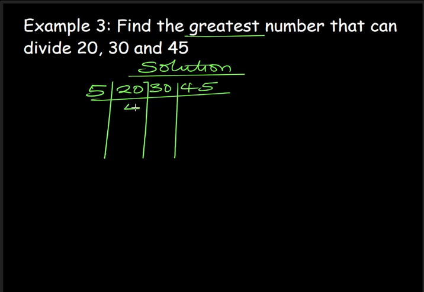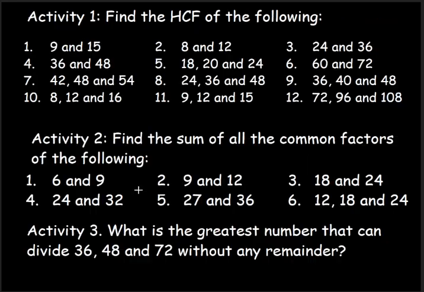5 into 20 will give us 4. 5 into 30, 6. 5 into 45 will give us 9. So if we check, do we have anything that can divide 4, 6, and 9? I don't think so. So that is where we'll stop our division. So our HCF is equal to just 5. That's all we need. So that's the end of the example.